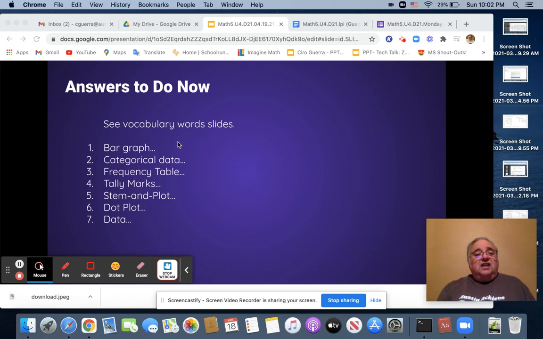Welcome back, scholars. Here are the answers to the do now. It's a bar graph, categorical data, frequency table, tally marks, stem and leaf plot, dot plot, and data.